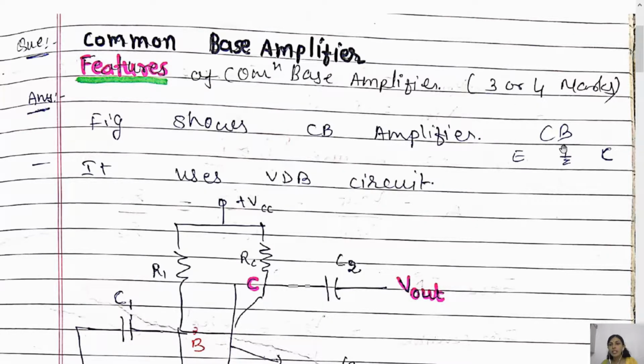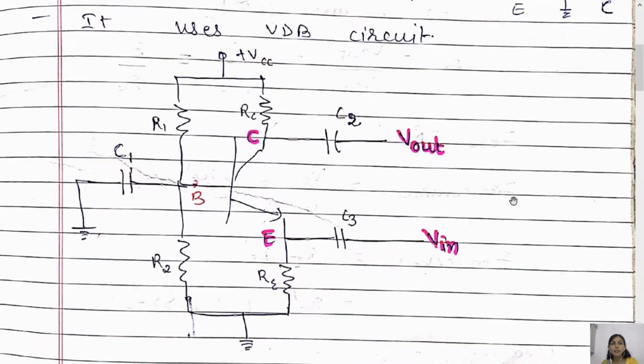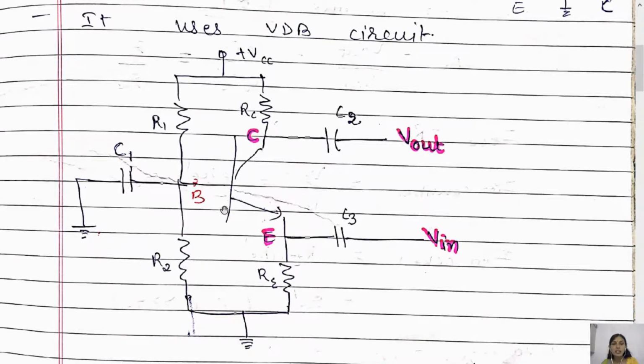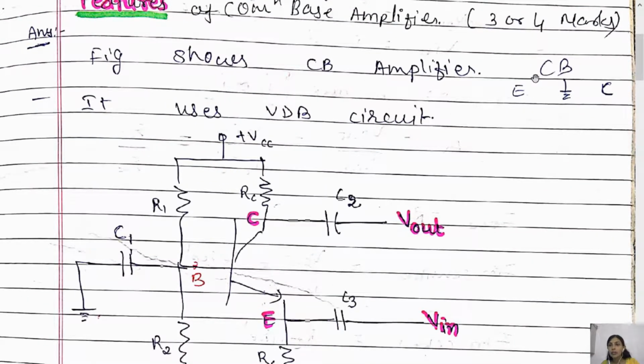First of all, in the common base amplifier, if we are using the bipolar junction transistor, that is BJT, it will have three main terminals: collector, base and emitter. As I have discussed earlier, in the CB amplifier the base is common, emitter is input and collector is output. So we will use the VDB circuit. What is the full form of VDB?